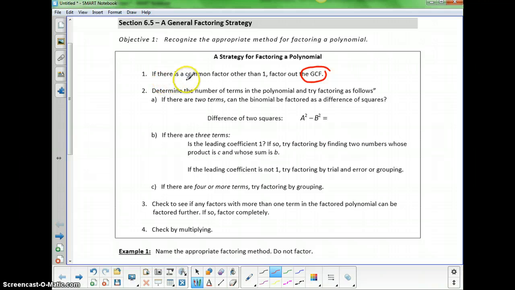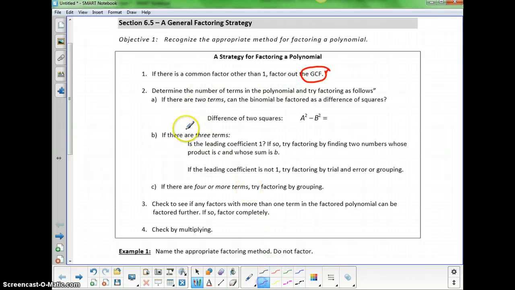Is there something that's in common that I can factor out of the entire polynomial? This step is so important but so easy to accidentally skip and just start trying to identify the type. It's very important to notice if there is a GCF that you can take out first. It's going to make your life a lot easier when you're trying to factor this, and it may make the factoring strategy that you're going to choose later different.